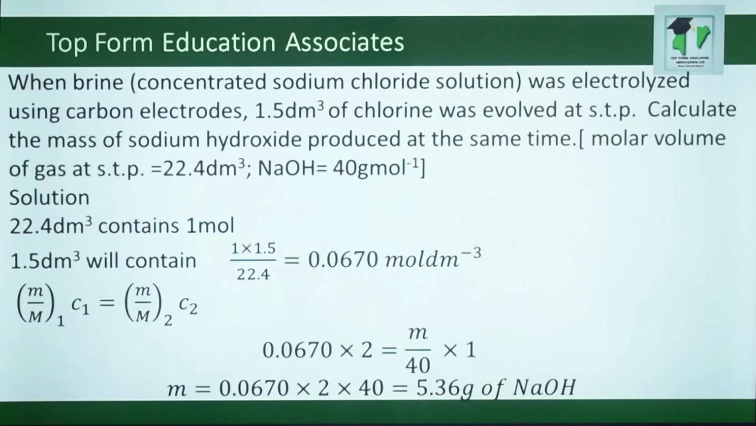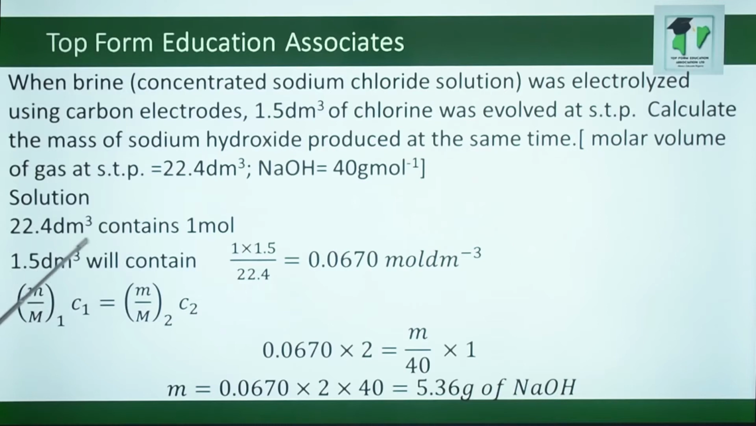58.1 minutes. When brine, which is concentrated sodium chloride solution, was electrolyzed using carbon electrodes, 1.5 dm³ of chlorine was evolved at STP. Calculate the mass of sodium hydroxide produced at the same time. Molar volume of any gas at STP is 22.4 dm³, while the molar mass of sodium hydroxide is 40 grams per mole.